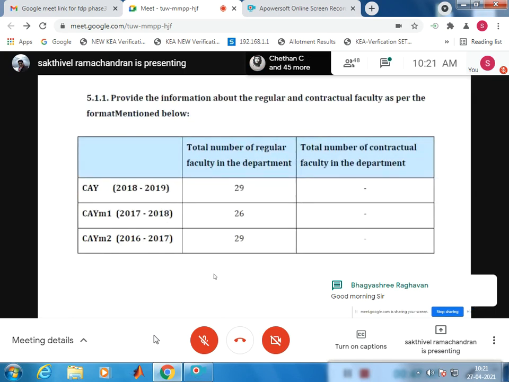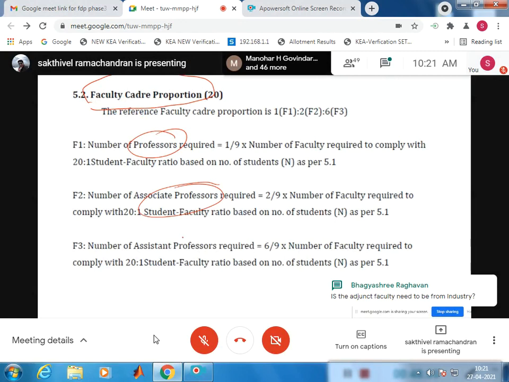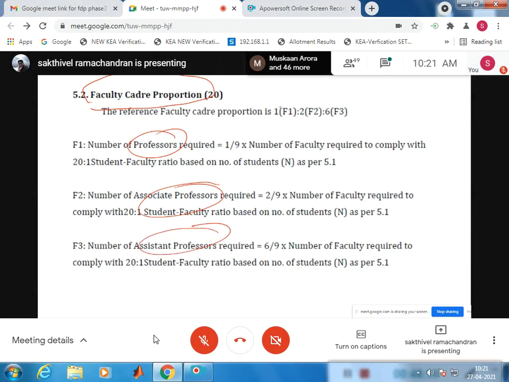Again, with respect to department-wise, how many total faculty are there in that particular department. And one more, there is also a faculty cadre proportion: how many professors, how many associate professors, how many assistant professors. They are in the ratio of 1:2:6. So if one professor is there, 2 associate professors need to be there and 6 assistant professors need to be there. So you can even calculate using this formula.